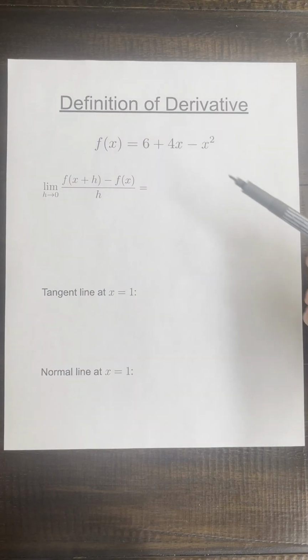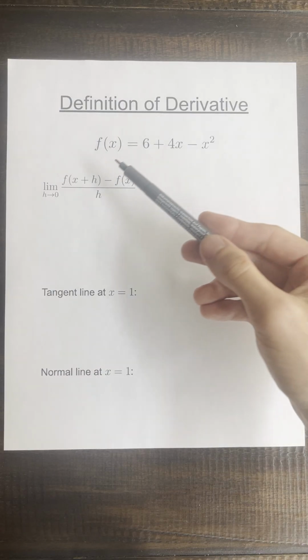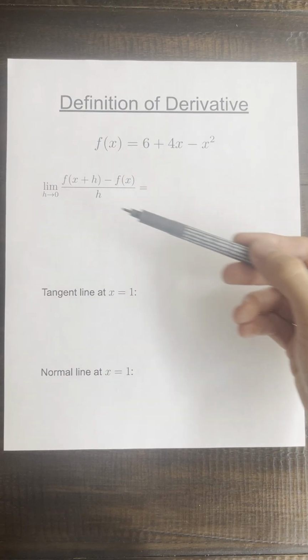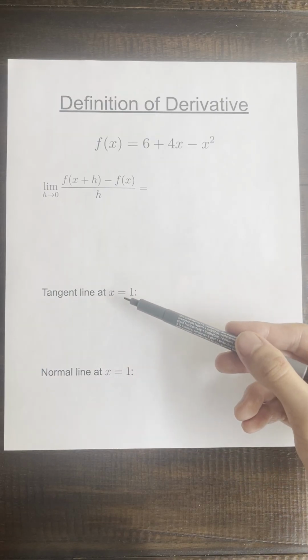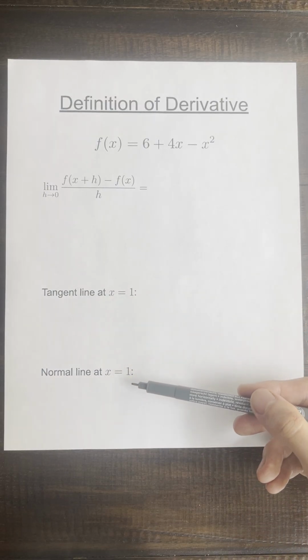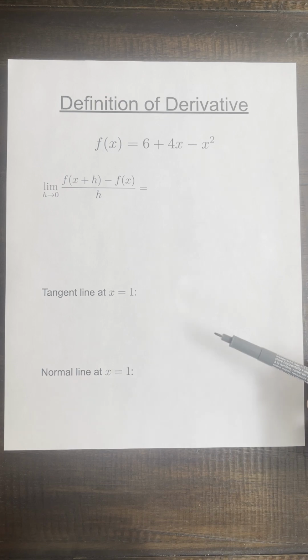As a challenge, I want you to try doing this problem on your own. So we're plugging in f of x into the definition of a derivative, except this time we're finding the tangent line at x equals 1 as well as the normal line at x equals 1. I'll include the solution in the comments.